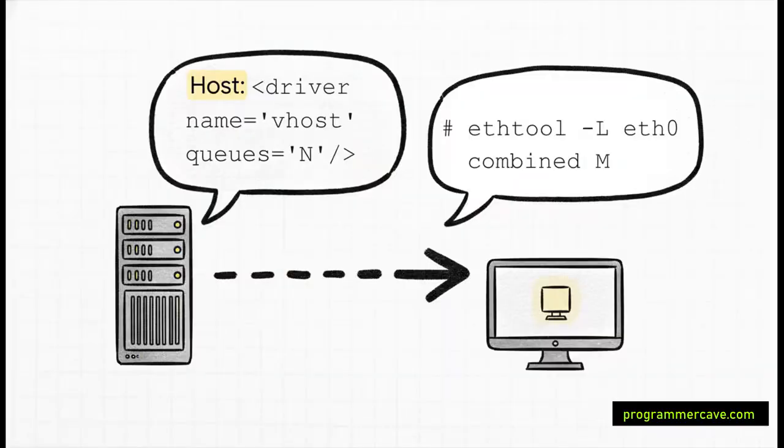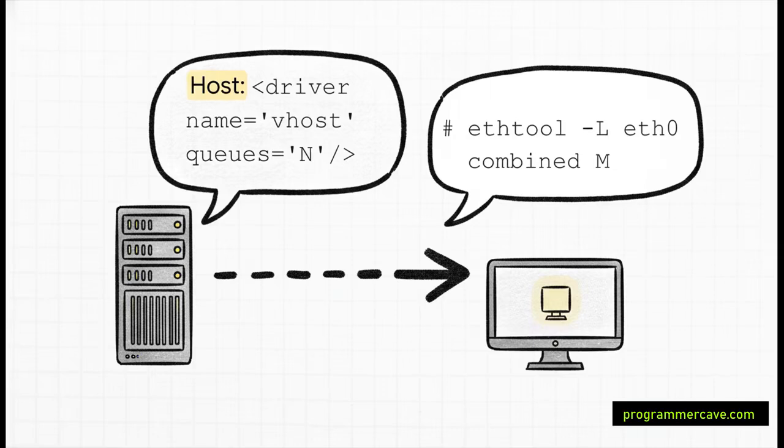And this isn't just some abstract theory. You can actually do this. It's basically a two-step process. On the host, in your VM's configuration file, you tell it how many queues you want by setting this queues=n parameter. A good rule of thumb is to match this to the number of vCPUs in your VM.